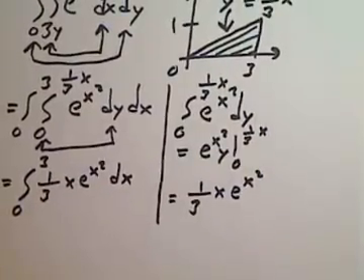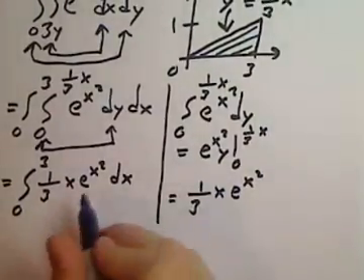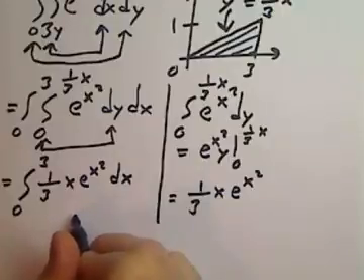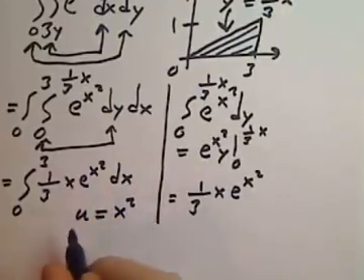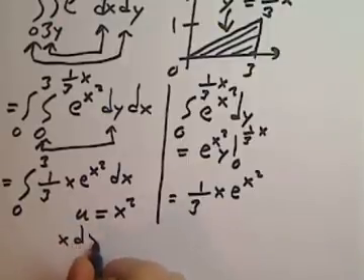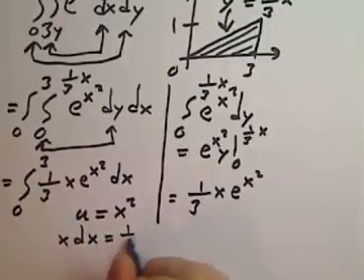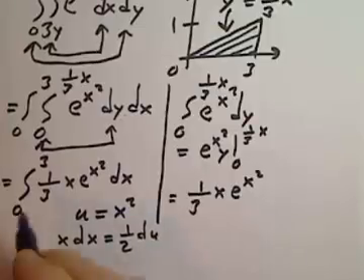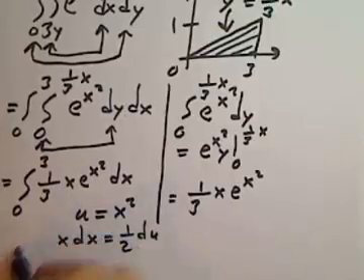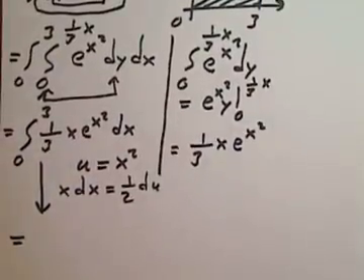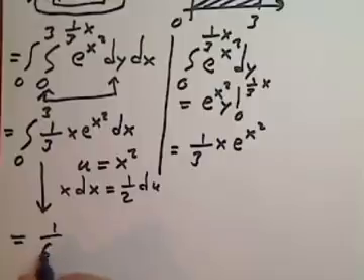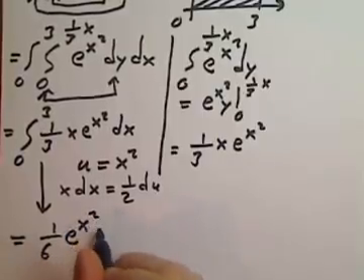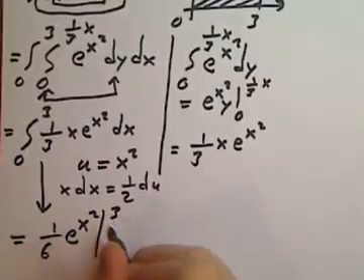And now you can just do a simple substitution. u equals x squared. So we're going to have x dx is going to be 1/2 du. And we're going to come down here now, and this is going to be 1/6 e to the x squared from 0 to 3.